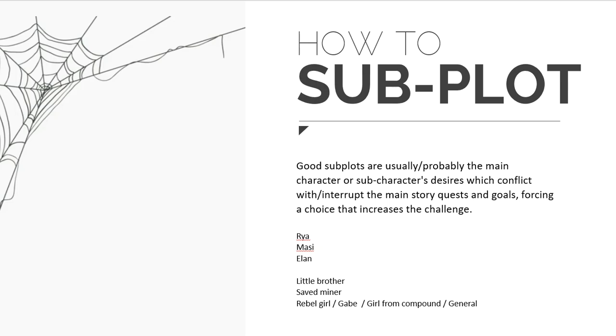I've also said a number of times that good story is tied to characters that we care about. So we don't really care about what's happening unless there's some emotional resonance, because we're worried about whether or not the characters will survive, or about their emotional state. If they're unhappy or angry or whatever, we may feel in tune with that. So a good subplot is usually the main character's or a sub-character's desires, which conflict with or interrupt the main story quest and goals, forcing a choice that increases the challenge.